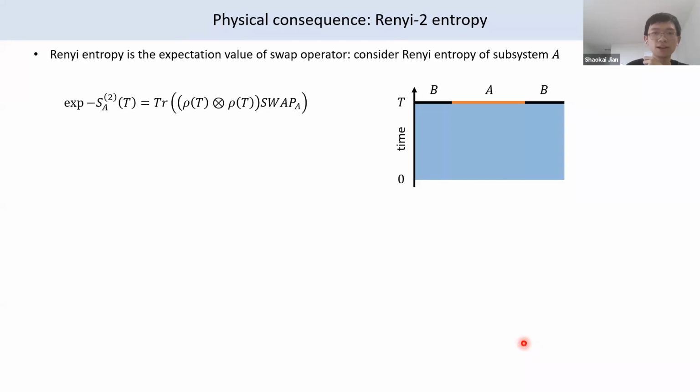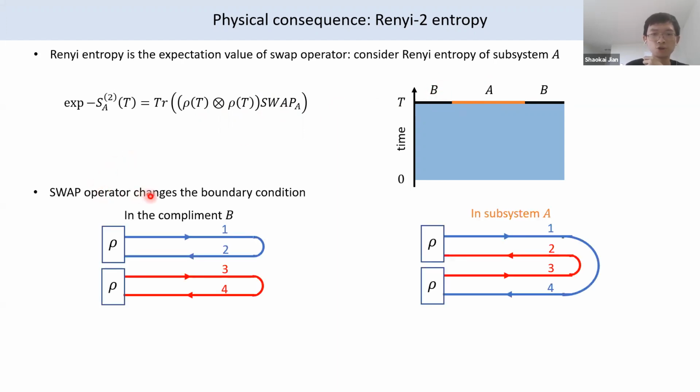Having talked about the Landau-Ginzburg theory, what is the consequence of this symmetry breaking? One way to see the consequence is the Renyi entropy. Renyi entropy is the expectation value of the swap operator. So let's divide the system into A and B, two parts, and consider the Renyi entropy of subsystem A at time capital T. What we need to do is to apply the swap operator to subsystem A at time T and apply the identity operator to its complement B. And the swap operator will change the boundary condition.